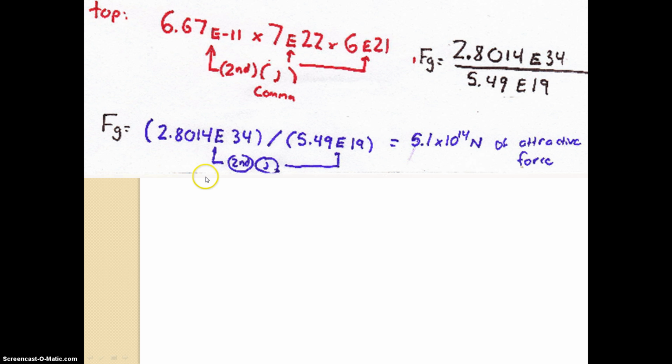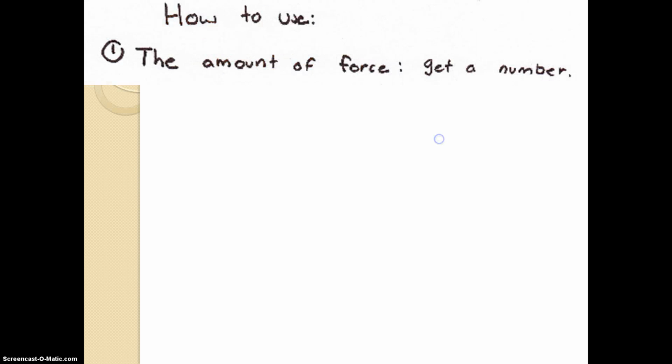I'm going to do it in a very specific way. Again, order of operations. When I divide two things with exponents, I always put parentheses in. Because if you do it in the wrong order of operations, it ends up being a different number. So I'm going to do again 2.8014, second comma, to the 34th, divided by parenthesis 5.49, second comma, e to the 19th, end parenthesis. This is what your calculator should show in blue. And you get 5.1 times 10 to the 14th newtons of attractive force, which is a really big force, but not really if you think about it. If you do F equals ma with that force and the masses, it's really tiny accelerations. Gravity is not that strong.